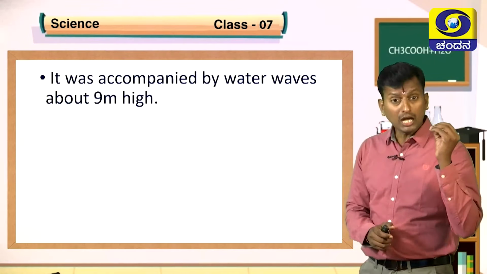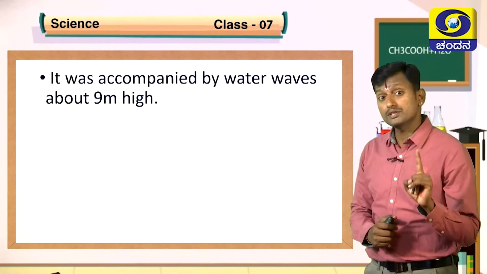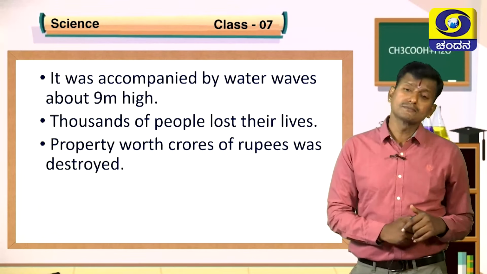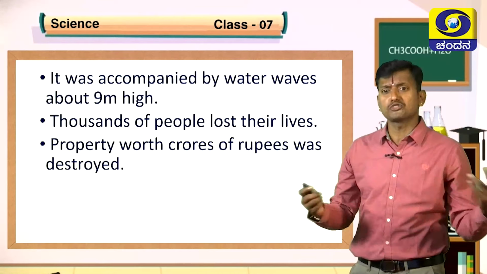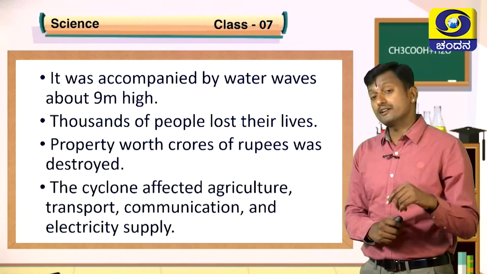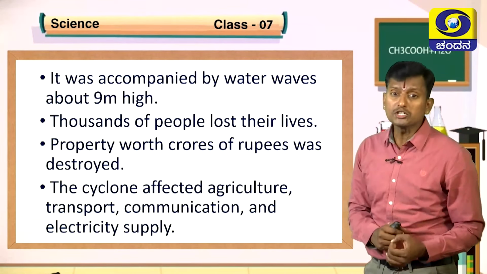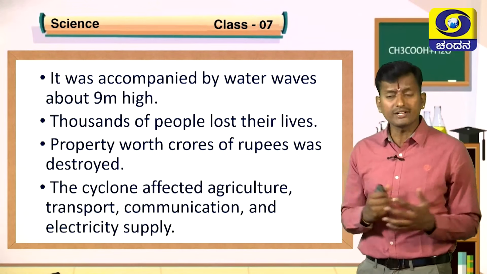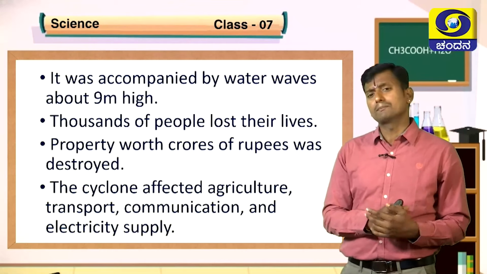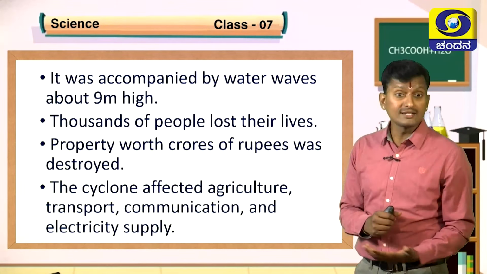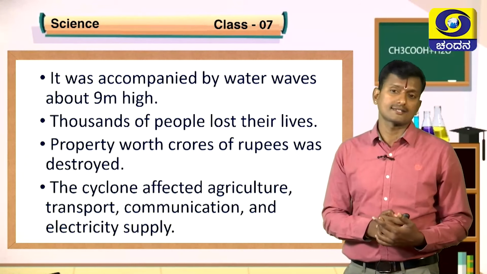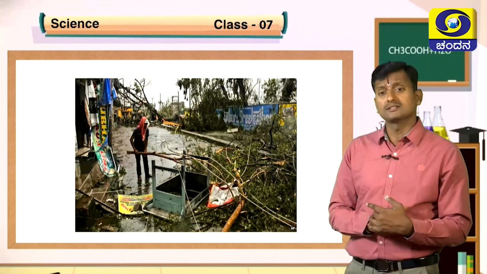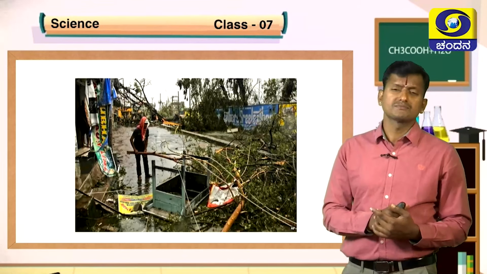Then, it was accompanied by water waves about 9 meters high. Thousands of people lost their lives. Property worth crores of rupees was destroyed. The cyclone affected agriculture, transport, communication and electricity supply. See what a drastic effect on Orissa, which made people homeless. It affected agriculture, transport, electricity, homes, everything.